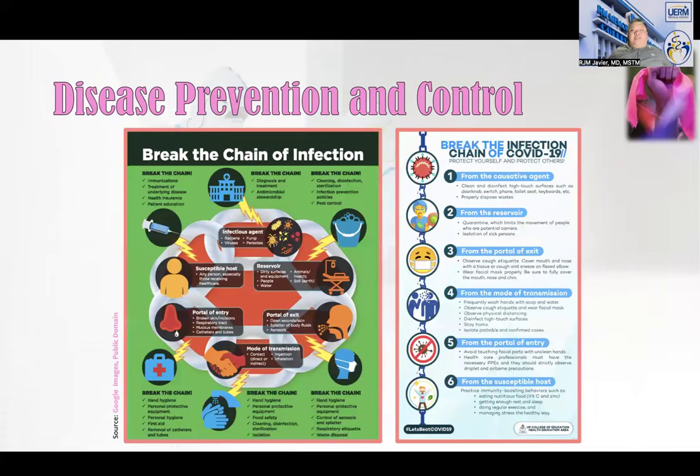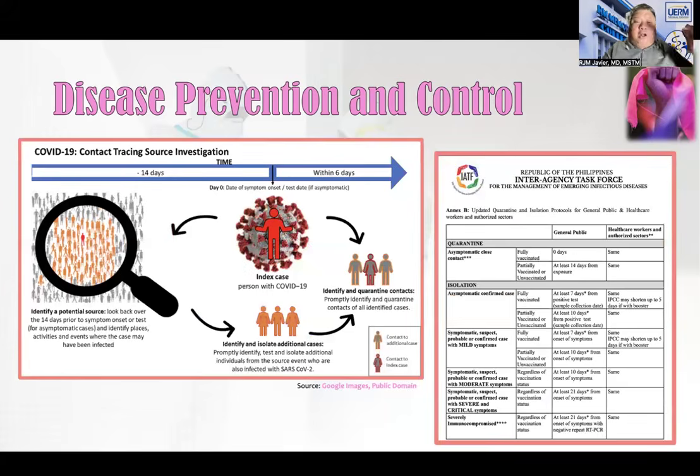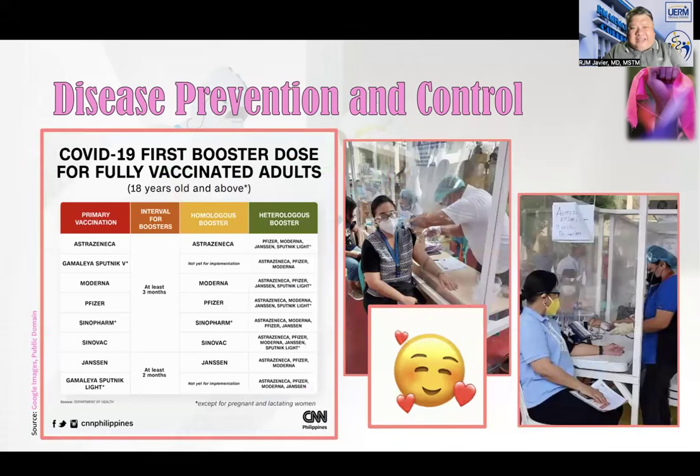I refer you back to the breaking the chain of infection, and it's important that you understand why different public health measures have been initiated or implemented in the overall control of an outbreak investigation. Even the use of contact tracing, quarantine, and isolation, these are all necessary strategies to control an epidemic. And of course, the vaccination, including the boosters.